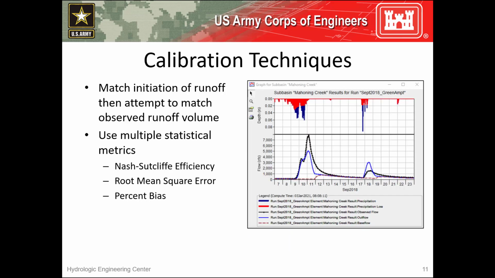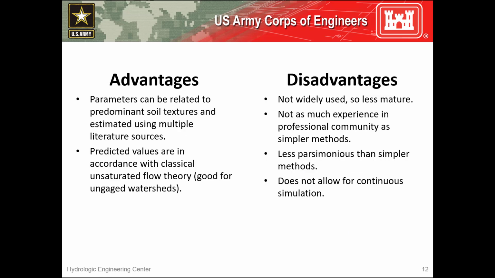Like I talked about in previous videos, I like to calibrate my infiltration parameters by first modifying the initial estimates until I get the initiation of runoff correct, then attempt to match the observed runoff volume. In this example here, observed flow is shown in black and computed flow is shown in blue. The initiation of runoff looks good, but my peak is off. So I need to decrease my saturated hydraulic conductivity to allow for more runoff and less infiltration. Make sure you use multiple statistical metrics when you calibrate, like Nash-Sutcliffe efficiency and percent bias, to measure model performance.